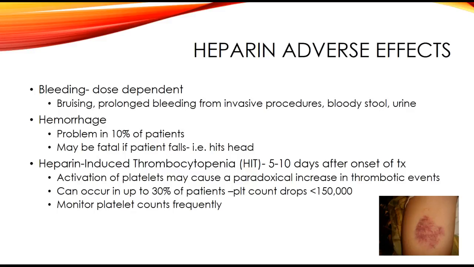And the interesting thing is that the platelet count drops. So the platelet count drops, but the thrombotic events increase. And what you're looking for is those platelets. You want to track the platelet level. If it's below 150,000, you have to be very concerned about that. That's an indicator of this HIT. So constant monitoring of platelets is important in heparin therapy.